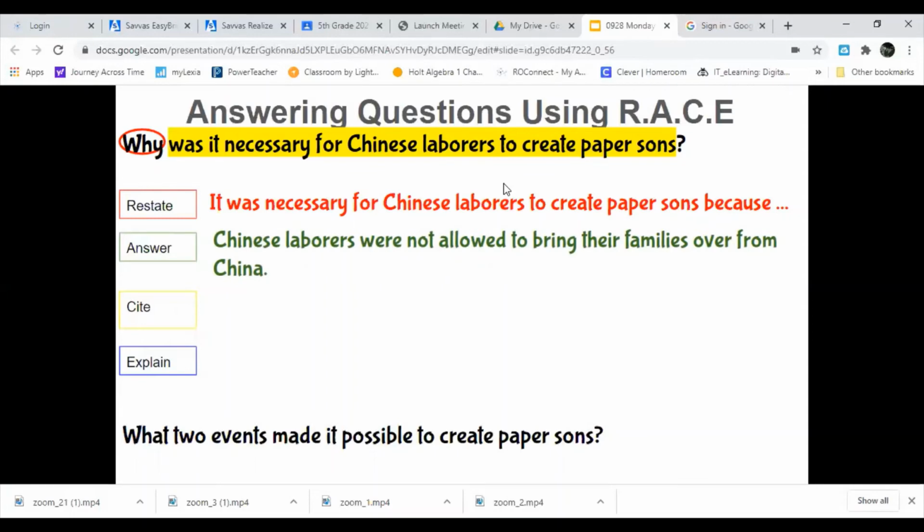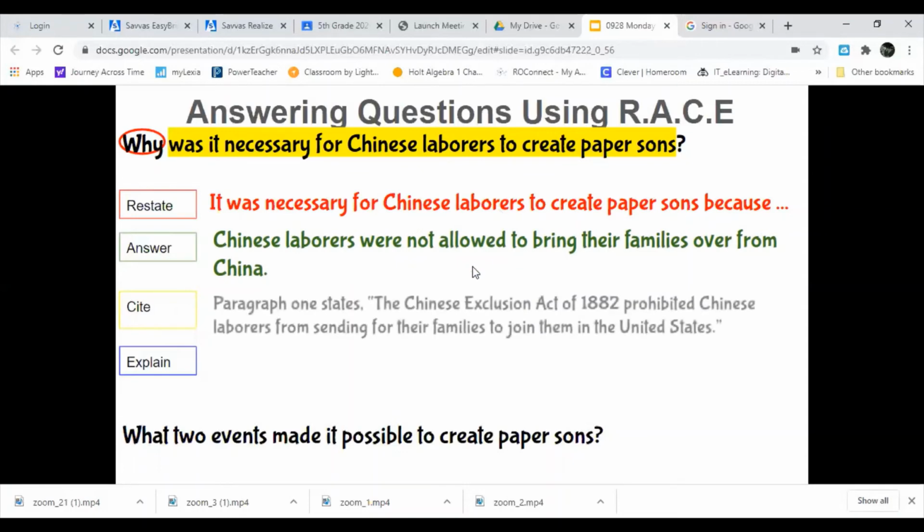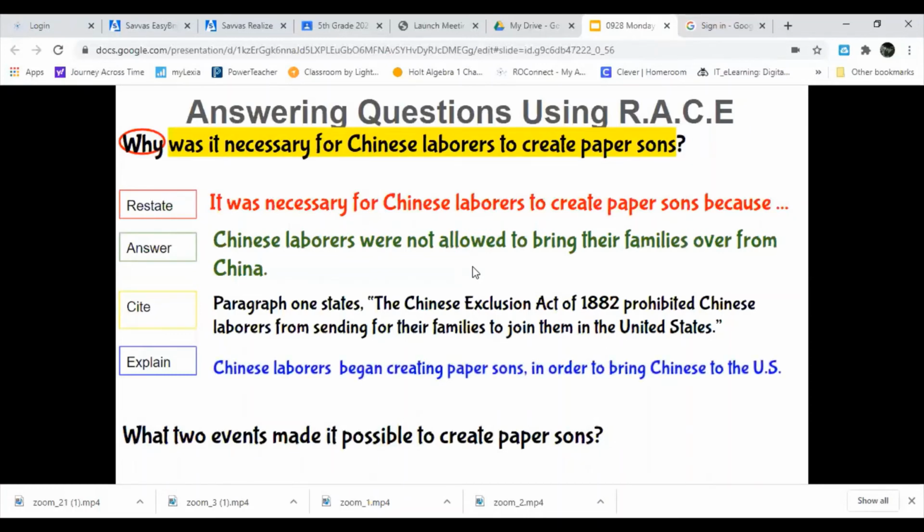Next, I need to cite evidence from the text to support my answer. When I go back to the text, I can find that in paragraph 1, it states, the Chinese Exclusion Act of 1882 prohibited Chinese laborers from sending for their families to join them in the United States. Finally, I will explain that this supports my answer because it shows that Chinese laborers began creating paper suns in order to bring more Chinese to the U.S.